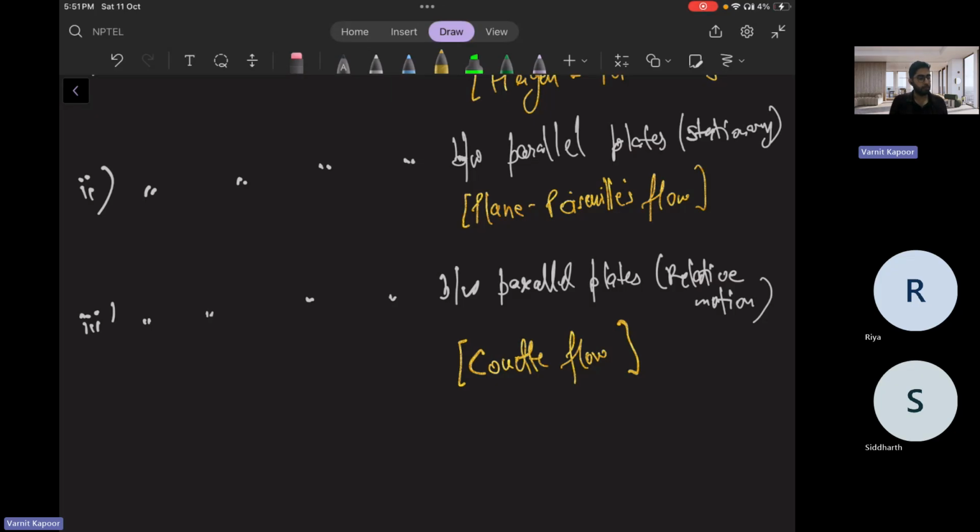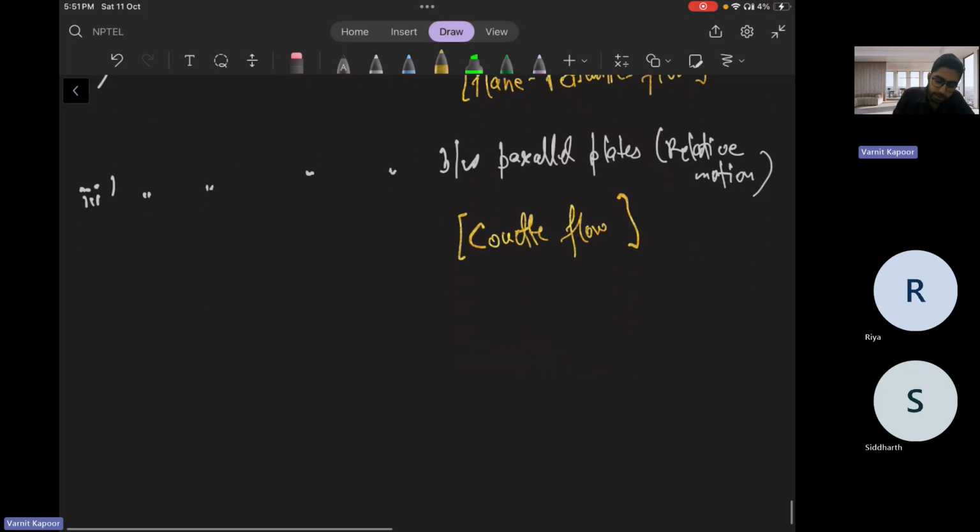So there are two scenarios here. One is shear stress distribution. If we start with the Hagen-Poiseuille flow, there is a shear stress distribution, velocity distribution. From that velocity distribution, we will get the mean velocity. From mean velocity, we will get the discharge. Okay. All right. So let us do one by one. Then we'll come to the plane Poiseuille. Then we'll come to the Couette flow. So let's start.